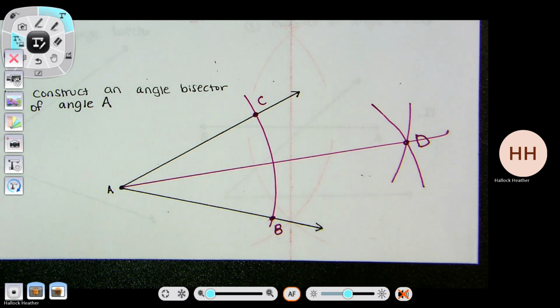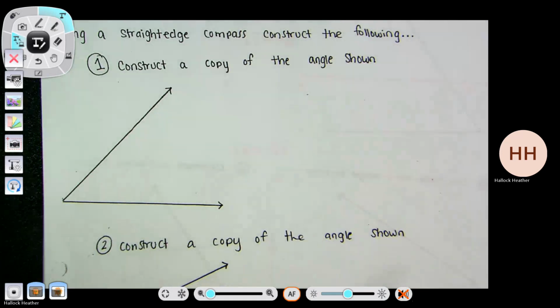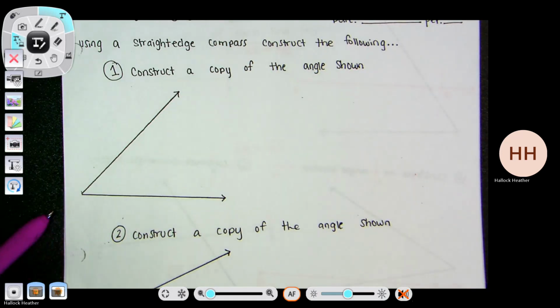Are we done with number 15? Yeah. Okay, let's go to number 1. Number 1 is not an angle bisector. It says construct a copy. So we need to copy it.